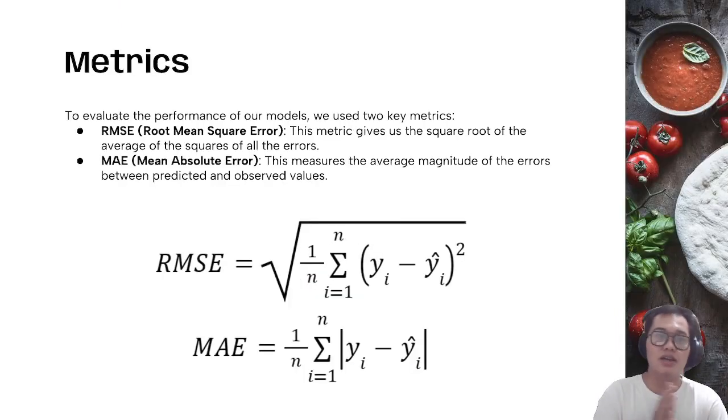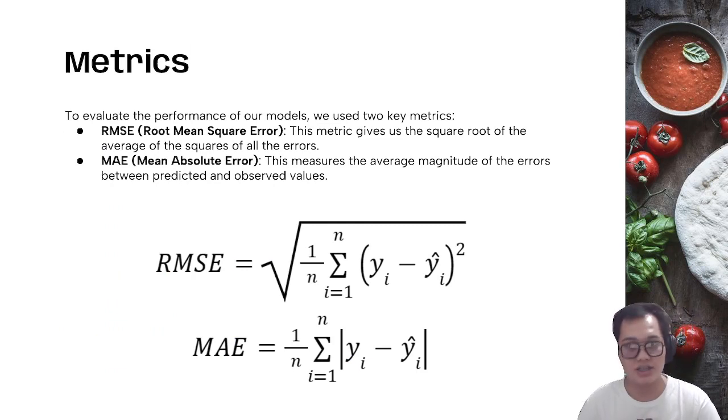The metrics to evaluate the performance of our model, we use two key metrics: RMSE, root mean square error. The metric gives us the square root of the average of the squares of all errors, and the MAE, mean absolute error. This measures the average magnitude of the errors between predicted and observed values.